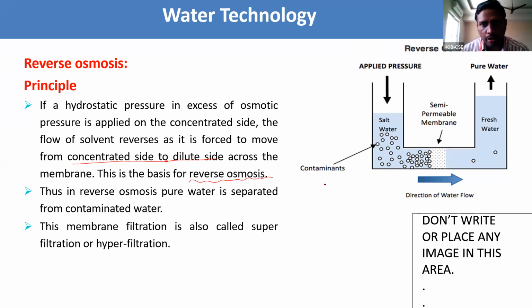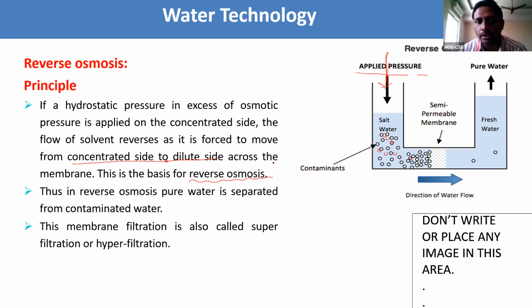In reverse osmosis, this is the semi-permeable membrane. On this side, salt water is present. As we apply pressure from this side, the hydrostatic pressure exceeds the osmotic pressure applied on the concentrated side. Concentrated means more particles are present over here, and the flow of solvent reverses across the membrane. This is nothing but reverse osmosis.